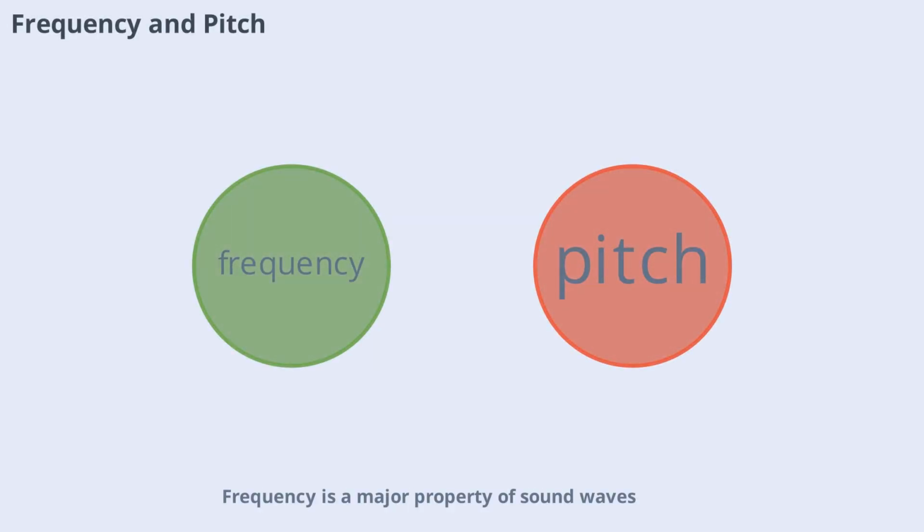Frequency is a major property of sound waves. It refers to how many times the particles vibrate back and forth each second. We measure frequency in hertz, Hz. The higher the frequency, the higher the pitch of the sound. That's why a whistle sounds high and a drum sounds low. Our ears can detect a wide range of frequencies, but some animals can hear even more.